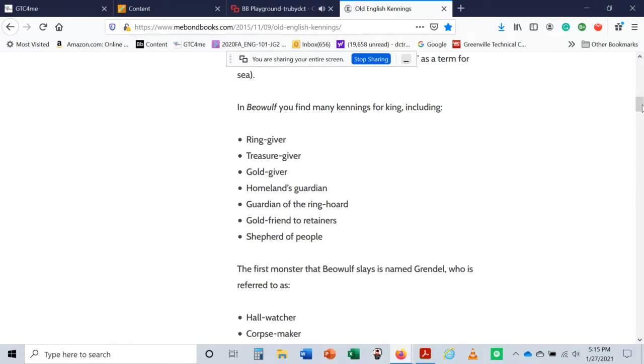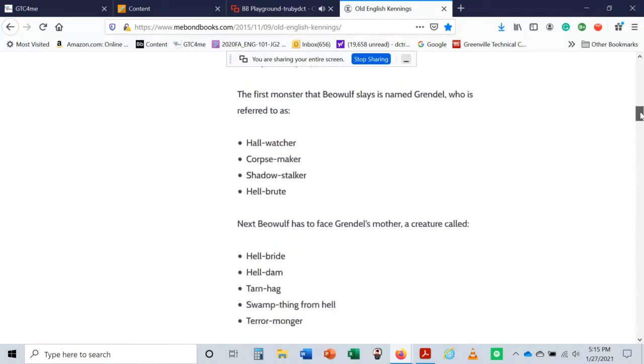What does it mean to be a shepherd of people? And then how do we see any examples of that idea of what it means to be a shepherd of people in the epic? And that's essentially what you're doing.